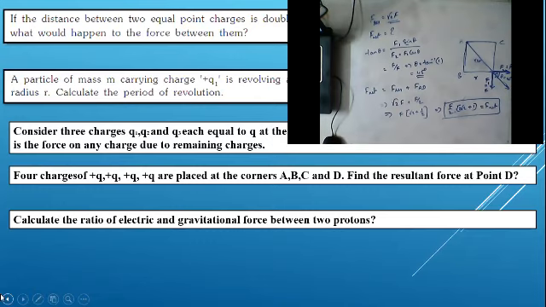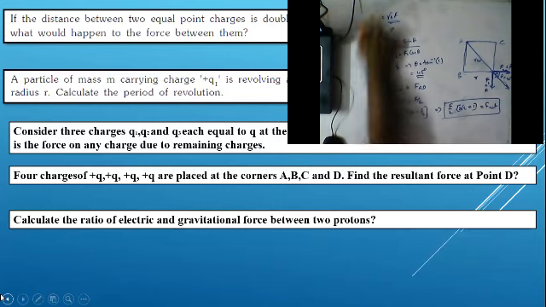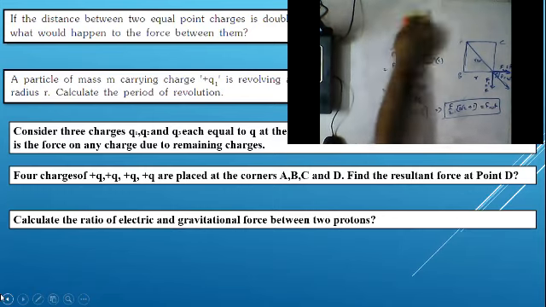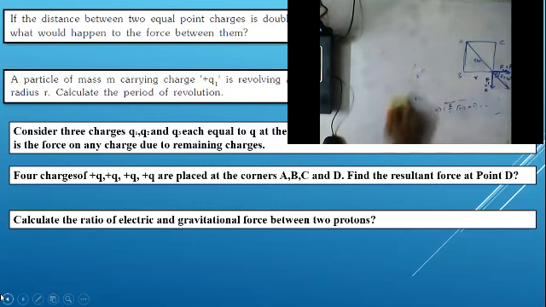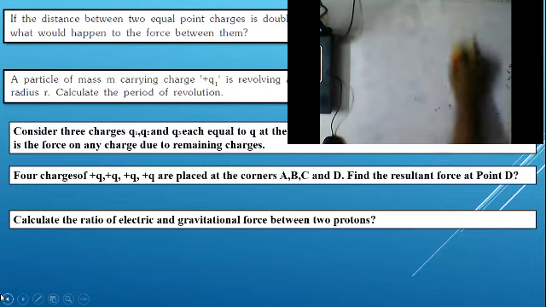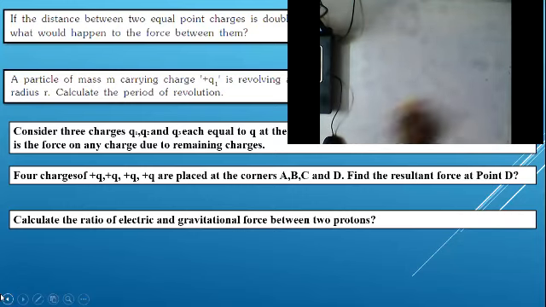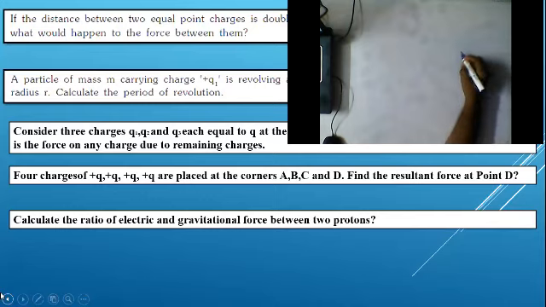Calculate the ratio of electric and gravitational force between two protons. So the question is very simple and different. Here we need to find the ratio of electric and gravitational force. First of all, what is the formula for the gravitational force? It is G into m1 m2 by r square. And what is the formula for the electric force? That is K into q1 q2 by r square.